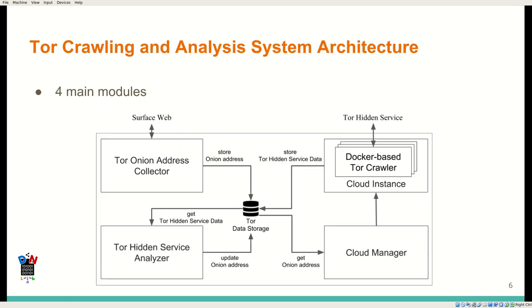This picture shows the overall structure of our system. The system consists of 4 main modules. Each module works by sharing Tor data, such as onion addresses or hidden service pages. Now, let me explain some modules that are important in the operation of the system.